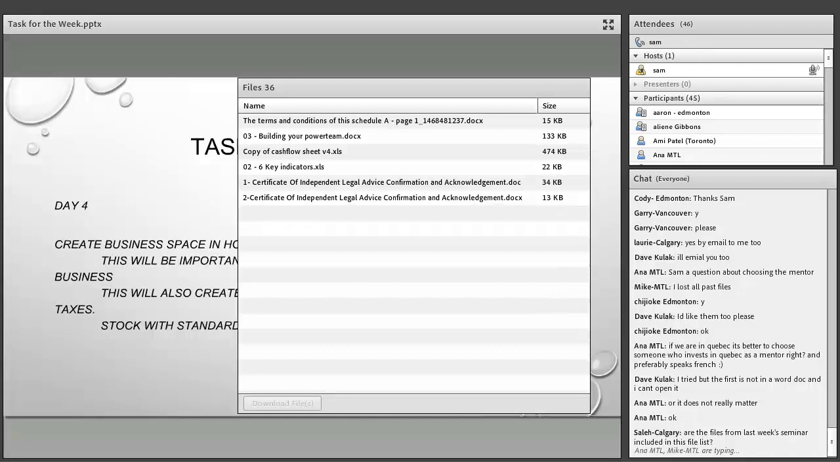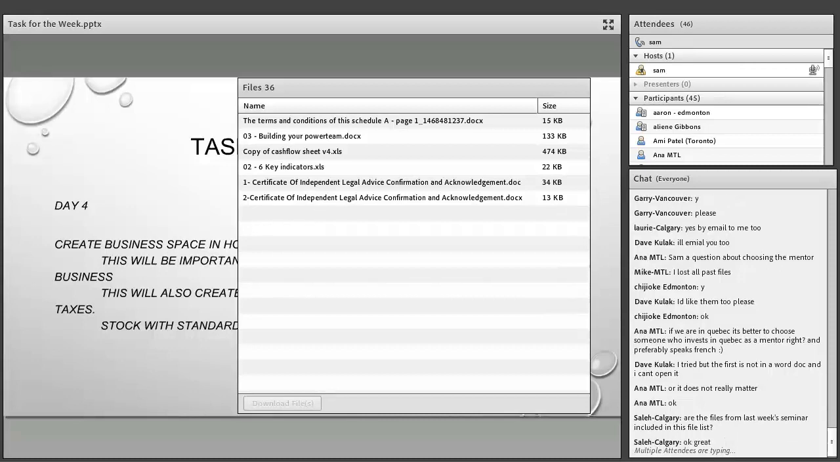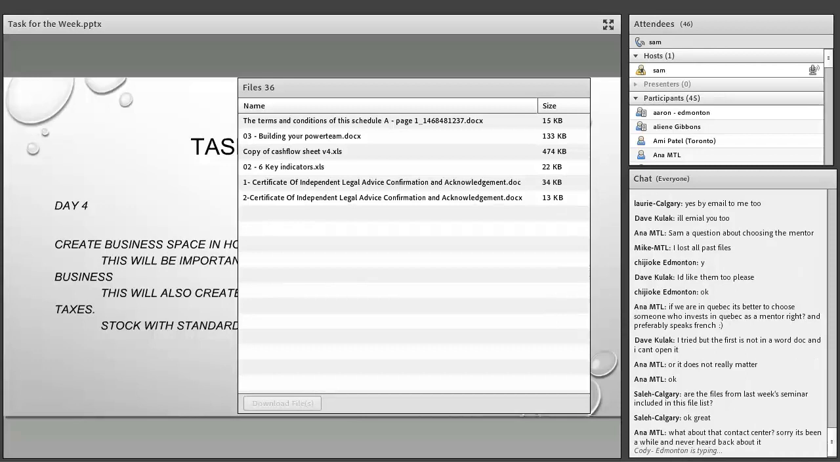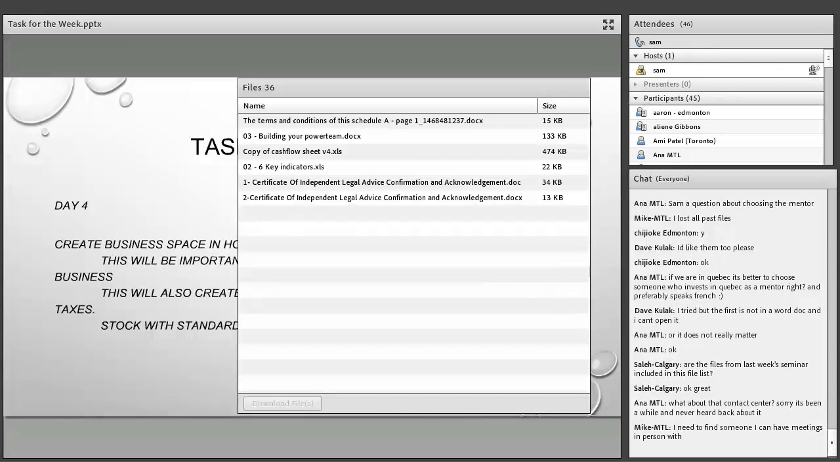Are these the files from last week, included in this file list? Yep, it is. The only new ones are the certification of independent and the legal documents 1 and 2. That's all. I was going to get my lawyer on. He actually texted me to get on, but I wanted to make sure that we covered what we wanted to cover this week. My mortgage broker and financial advisor is confirmed for next week. He will be there on the call next week.